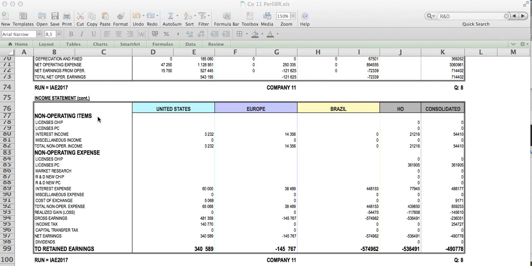Number one, there is some income that the company may benefit from. You may have licensed your technology. This is an income that will go directly to the home office for chips or for PC. You may have income in terms of interest for a positive balance in your bank account in the various areas. You see that this company has enough cash to generate close to 54,000 Swiss francs across the different areas.